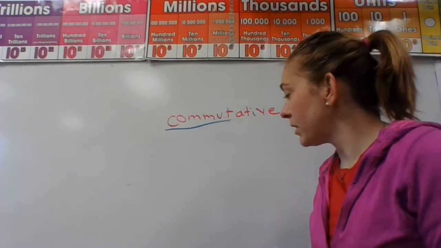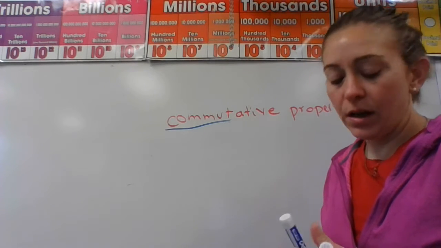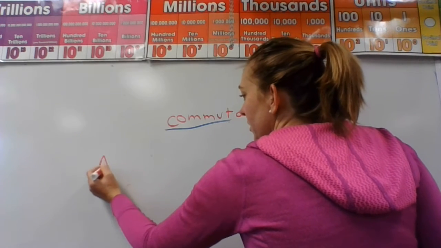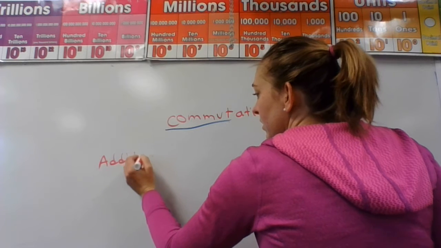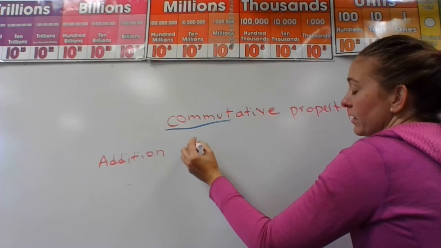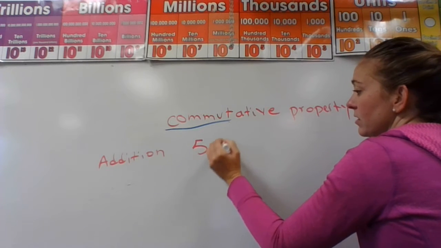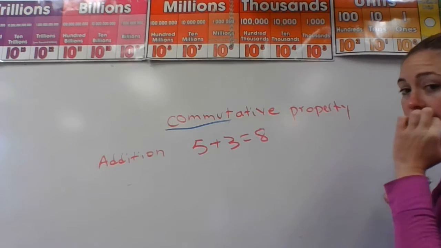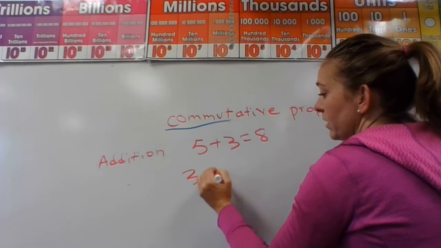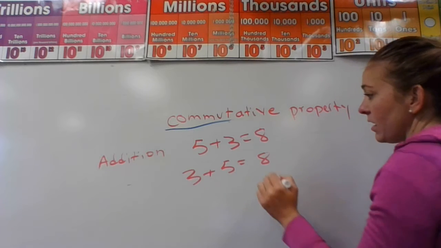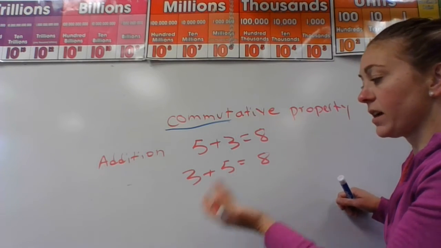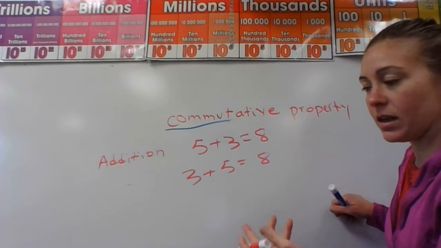And this property can be used for addition and for multiplication. We'll do addition first. The addition commutative property is saying that you can do 5 plus 3 equals 8, and then you can also move those around and say that 3 plus 5 equals 8. No matter which way you move numbers, whether you say one number first or the second number first, they still add up to the same thing.